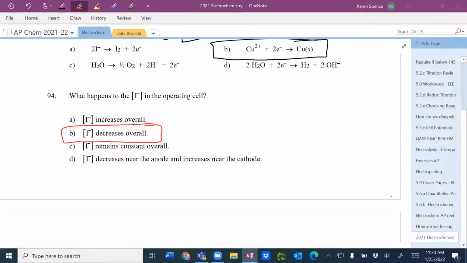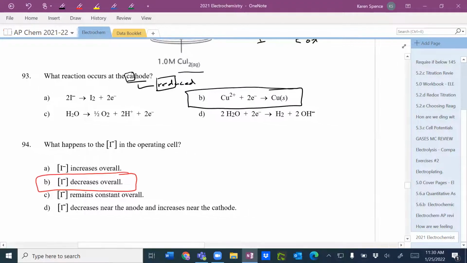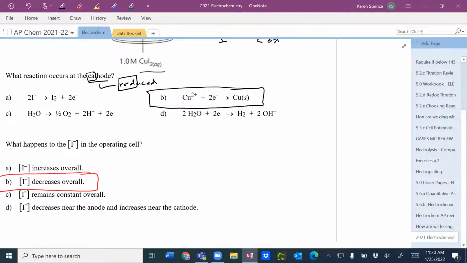I see a D on the answer key for number 93, that's probably wrong. I feel like that has to be wrong. Do you guys agree with me that D is not correct? Like we looked at the reduction potential of copper and of water, and copper was better getting reduced. Do you agree? Okay, so the answer key for this one is incorrect. So I will make that change.